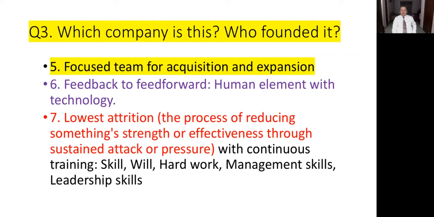Focus team for acquisition and expansion. Feedback to feed forward. Human element with technology is there. Lowest attrition rate, attrition being the process of reducing something's strength or effectiveness through sustained attack or pressure. With continuous training and skills. Will, hard work, management skills, and leadership skills.